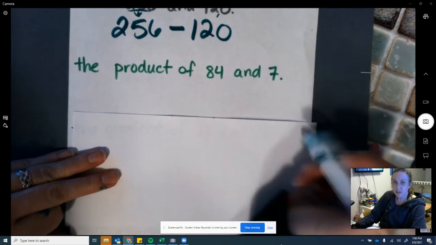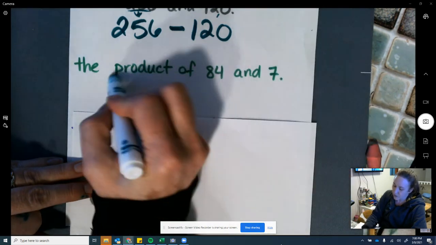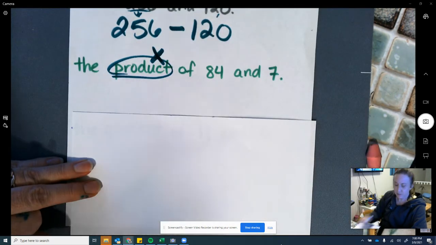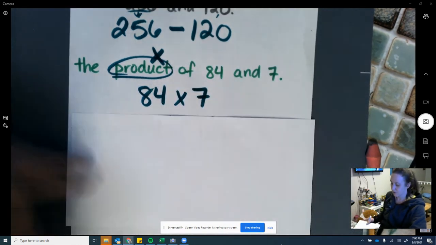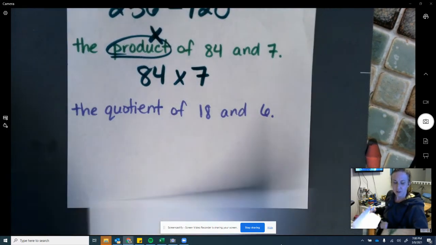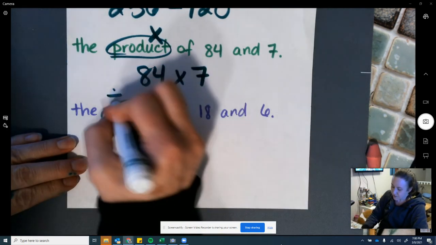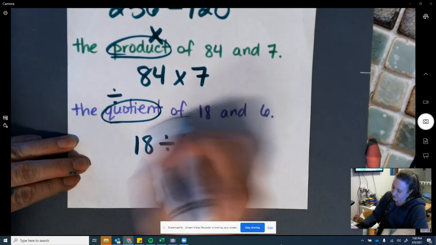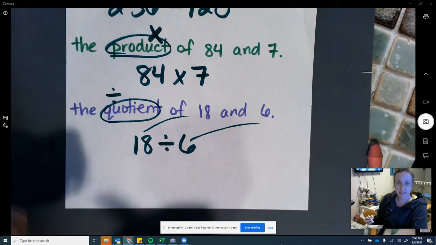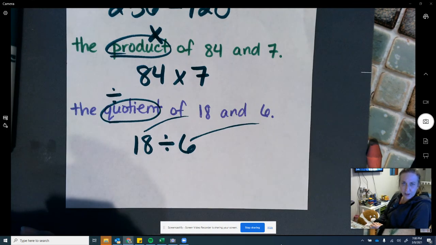The product of 84 and 7. Product has to do with multiplication. So we are going to take 84 and multiply it by 7. Last one. The quotient of 18 and 6. Quotient is divide. So we've got 18 divided by 6. The 18 is our first number. The 6 is our second number. 18 divided by 6.